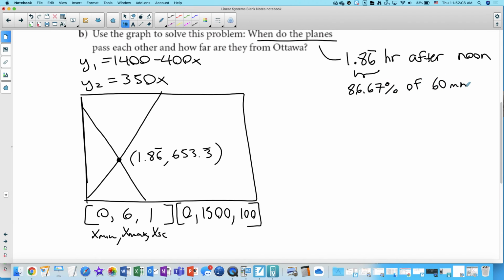Okay, so when we're working with percentages and doing calculations with them, in this type of problem, a percent of question, the word of means multiply, and then the percent has to be in decimal form. So 0.8667 times 60, and that is, I don't know, what is it? It's about 52. Okay, so we could say 1:52 p.m. Regina time.